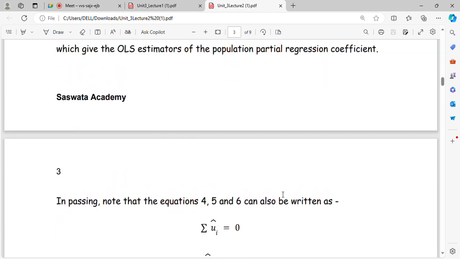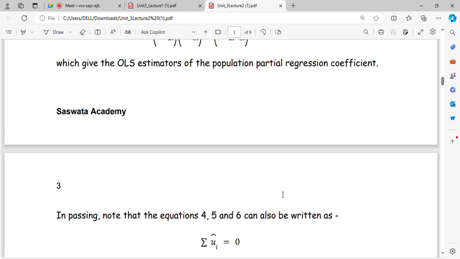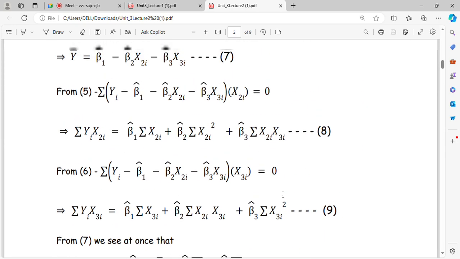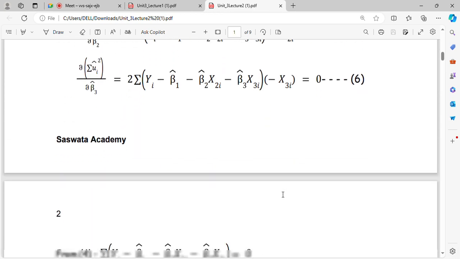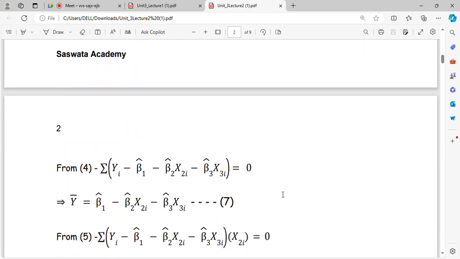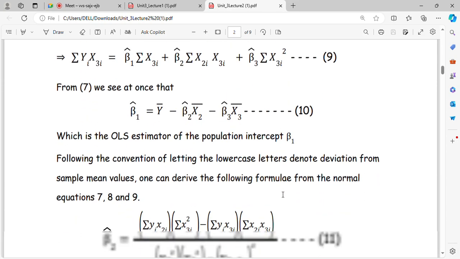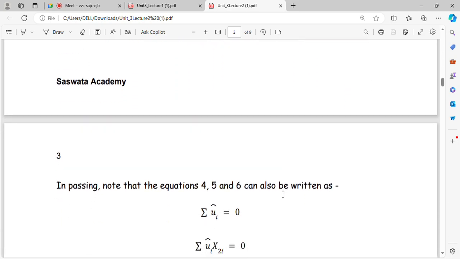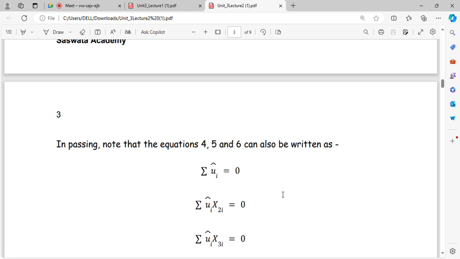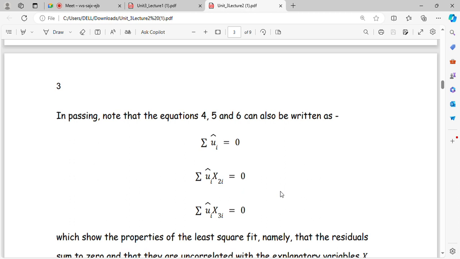Now in passing note, equations 4, 5, 6 can also be written as follows. If we look at equation 4 once more carefully, it is nothing but summation of ui hat, right? So from here I can say that u bar equals summation ui hat equals 0. Similarly equation 5 I can write as summation ui hat x2i equals 0 and summation ui hat x3i equals 0. These three are known as normal equations.